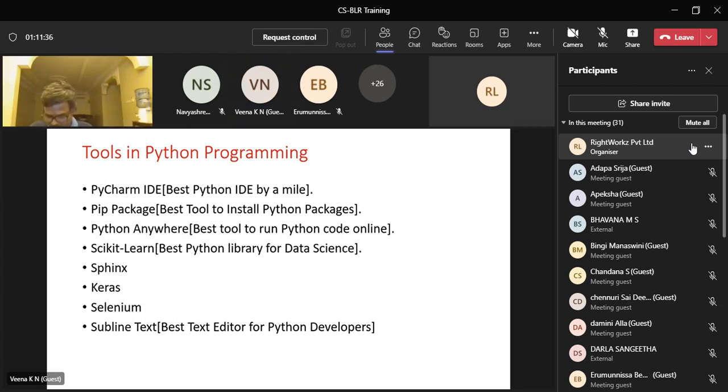Tools in Python programming. This is PyCharm, the best IDE.